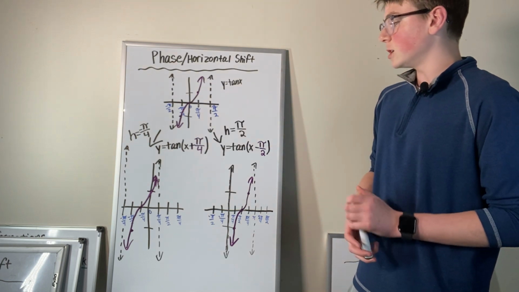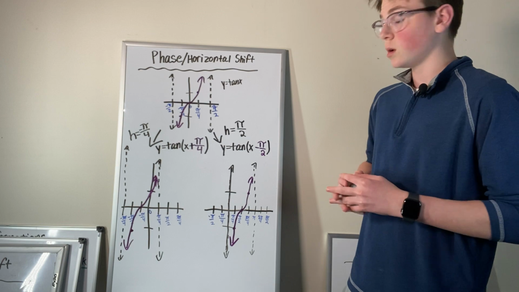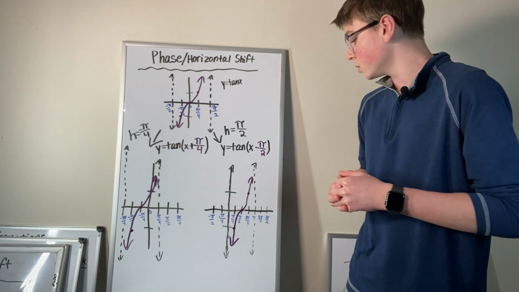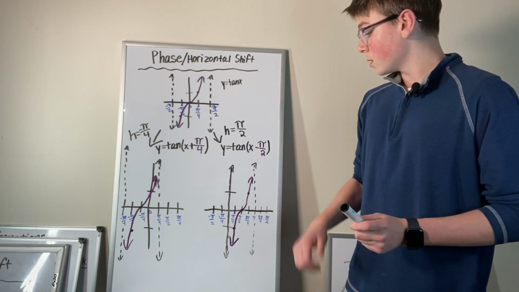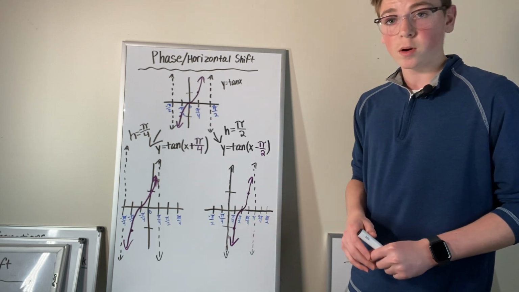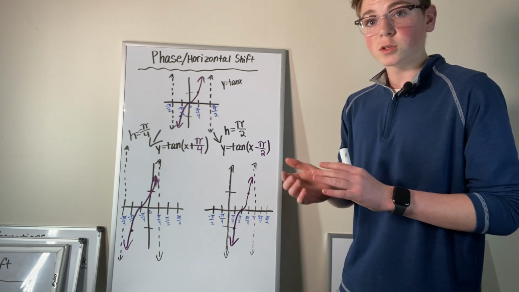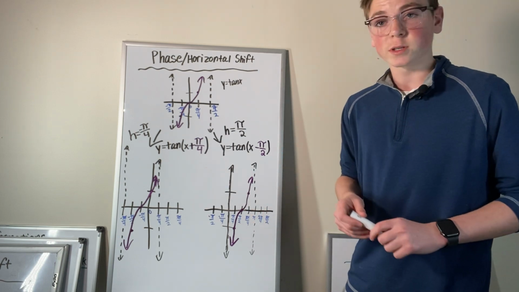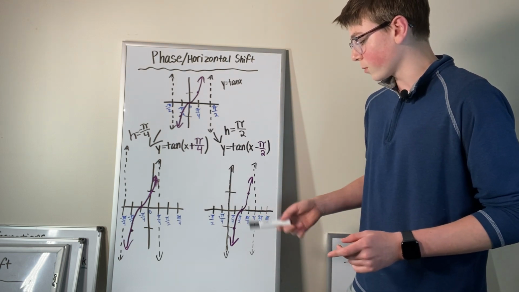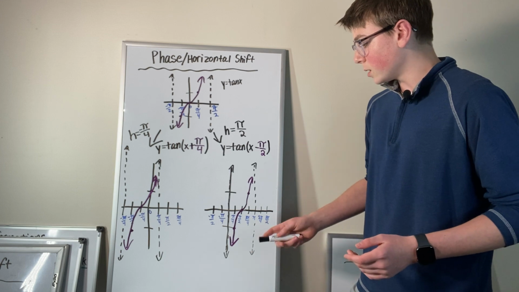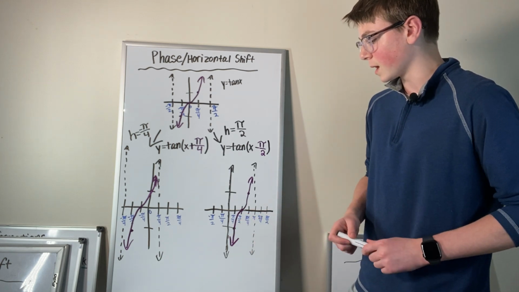Now, if we say h equals pi over 2, then we have y equals tangent of x minus pi over 2. So we shift every point pi over 2 to the right. So let's start. Instead of 0, 0, our horizontal shift is our first point, which is just pi over 2, comma 0. Then our pi over 4, comma 1 is now 3 pi over 4, comma 1. And our negative pi over 4 is now just pi over 4, comma negative 1.